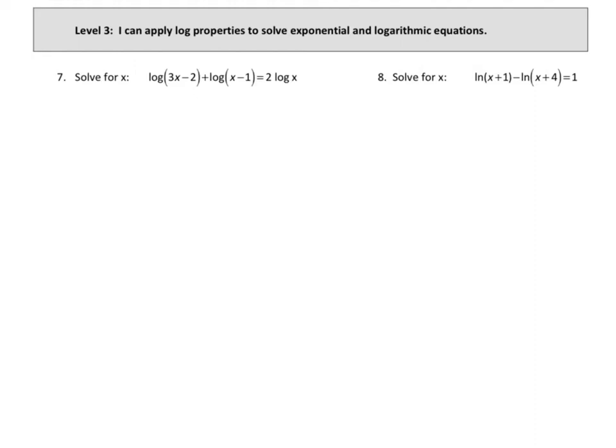In Level 3, we will be solving more exponential and logarithmic equations, but we will also have to apply our properties of logs, meaning our product rule and our quotient rule. So in this first example, I'm going to start by combining these two logs into one expression using the product rule. Since the logs are added together, I can multiply the insides.